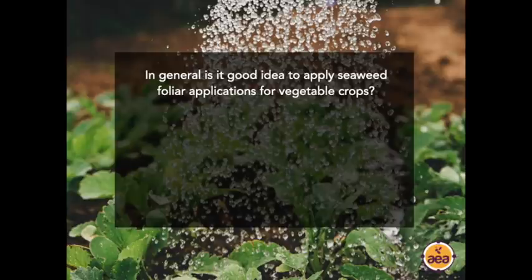Question from Philip Shortall. In general, is it a good idea to apply seaweed foliar applications for vegetable crops? The answer is yes. We include it in everything that we do, in every application. For many growers, it's become a standard. It goes into every tank mix.